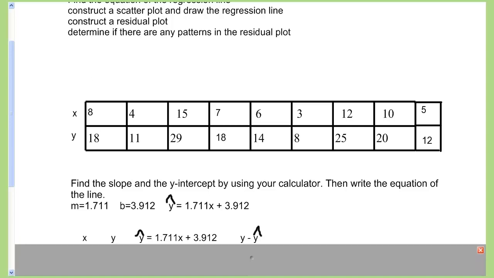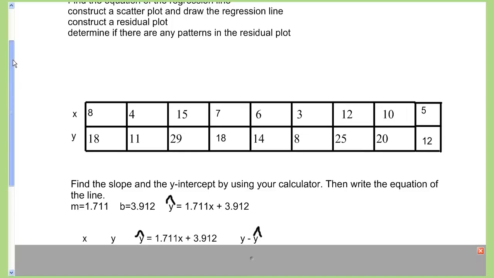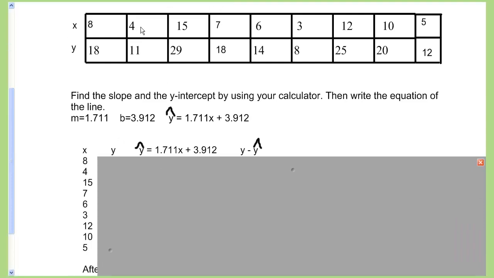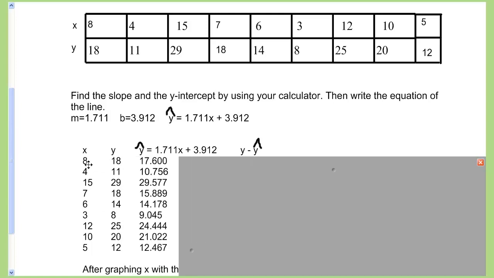So what you do from there is you're going to make a table, and you're going to use the same x's that you already have, which are 8, 4, 15, 7, 6, 3, 12, 10, and 5. Here are your y's, and once you do that, you're going to substitute x, that 8, into this equation. So you'll say 1.711 times 8, and when you get that answer, you're going to add 3.912 to it.